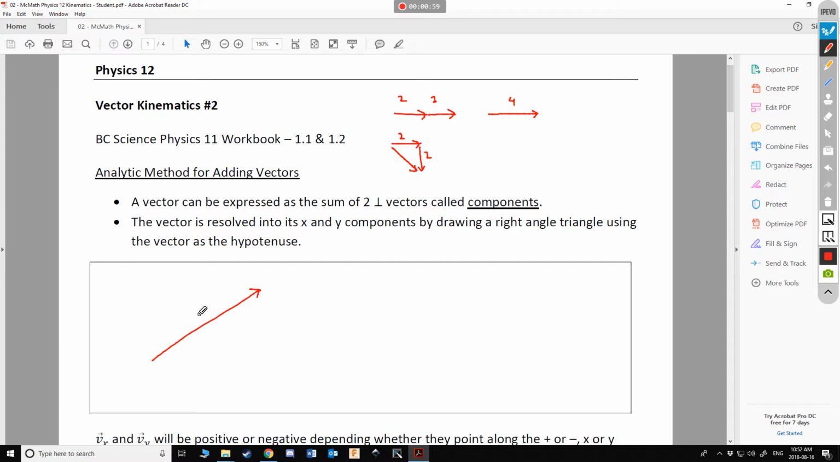if I have some vector v, like so, instead of thinking of it as a vector that goes up and to the right, we can think of it as having an x component, and call this vx, as well as a y component, and call that vy. So our horizontal x component and our vertical y component, when combined together, result in our overall vector v.